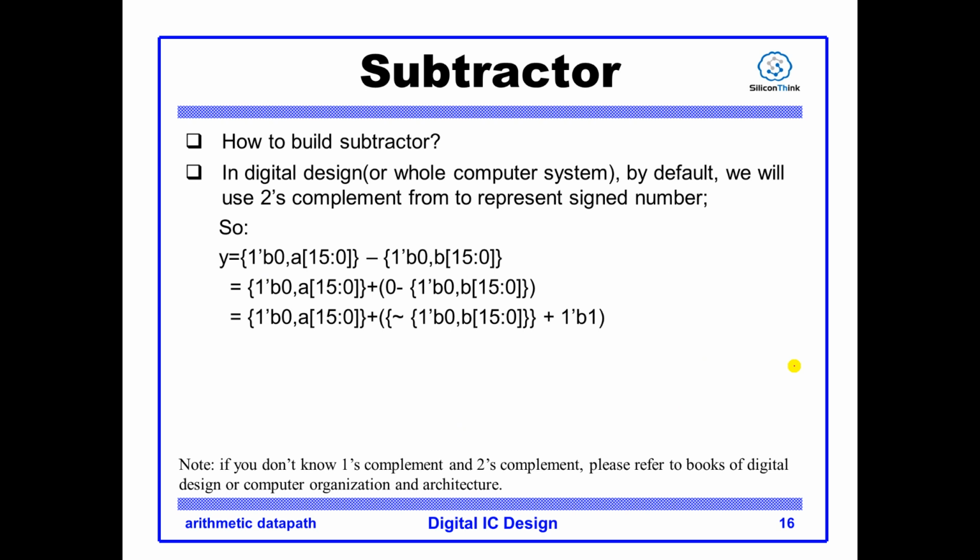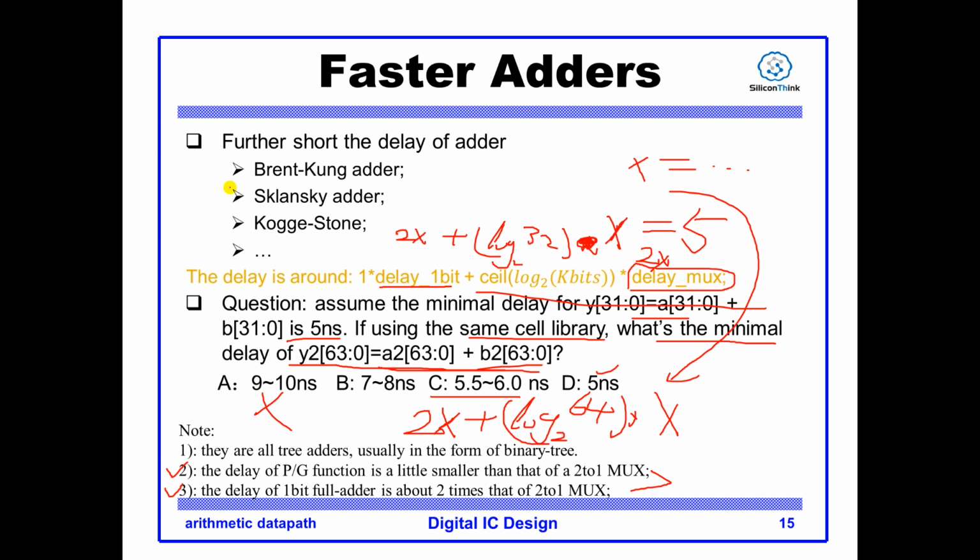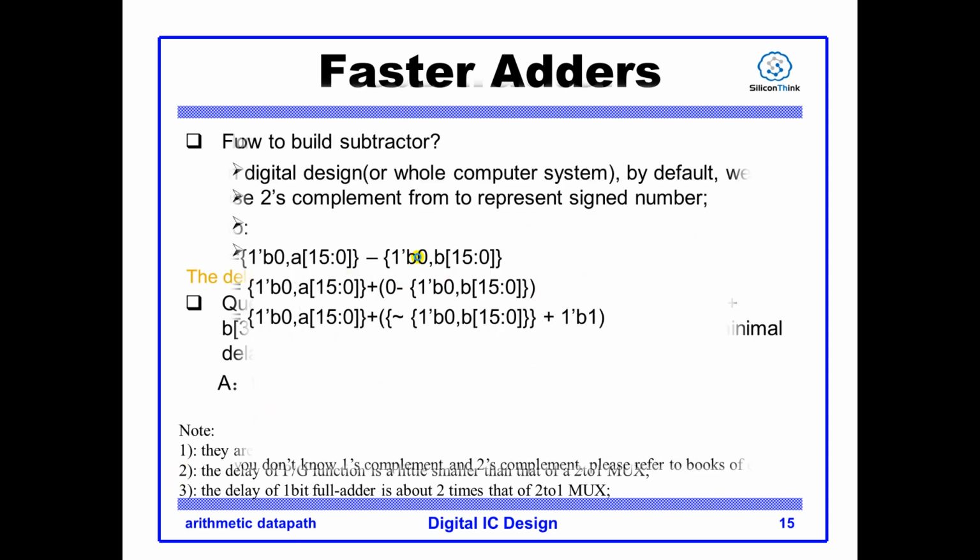Okay, that's all for adder. We have introduced 3 types of adder: ripple adder, carry select, and carry look ahead, and had a test on these 3 adders. Keep this in mind. You just need to understand the delay and the area of each architecture, and the most important is the idea behind each architecture. You need to use this idea for your circuit.